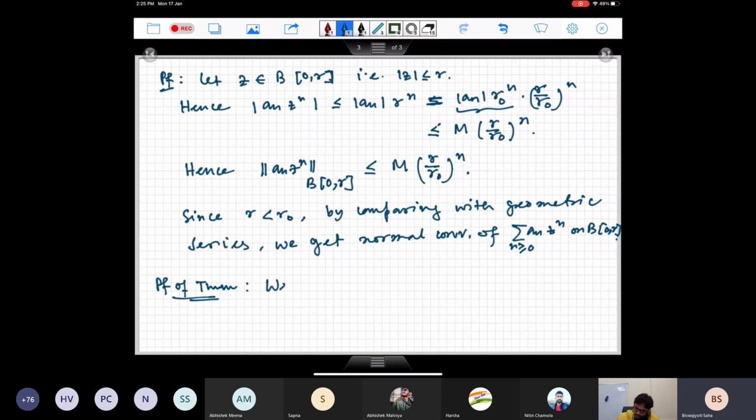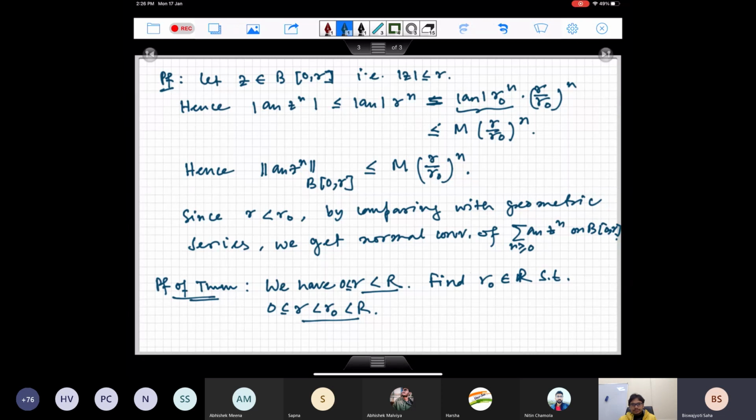Okay, so let's see. We have 0 less than or equal to r less than capital R. So what I am saying is the following: find r naught in R such that 0 less than or equal to r less than r naught less than R. Can I do this? Yes, it's possible, right? I can just take, for example, r naught to be little r plus capital R divided by 2. Correct? All of you agree that I can do this?